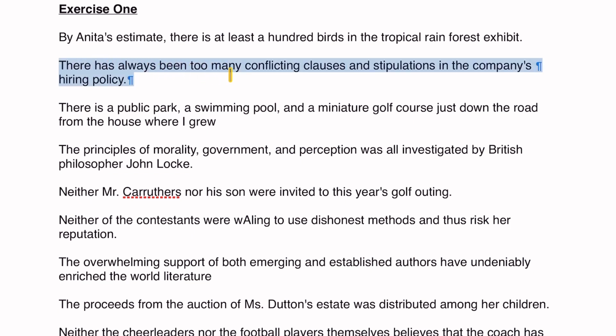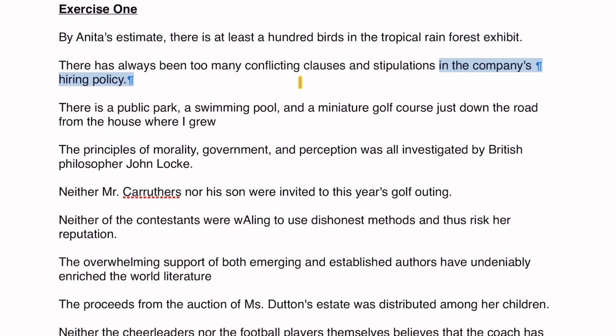There has always been too many conflicting clauses and stipulations in the company's hiring policy. طبعا أول حد هيقول لي مستر الجملة دي برضو ما فيهاش حاجة. ليه؟ لأن كل واحد هيفتكر إن السبجكت هنا company. لكن the subject is not the company. This is an inverted sentence. In the company's hiring policy أصلا prepositional phrase. يعني ممكن تتشال خالص.